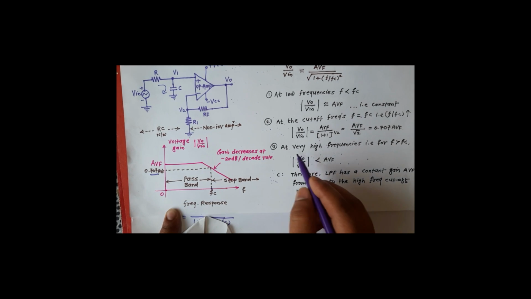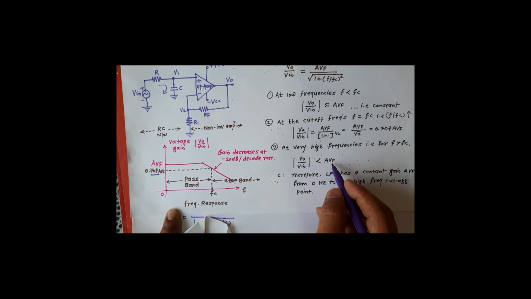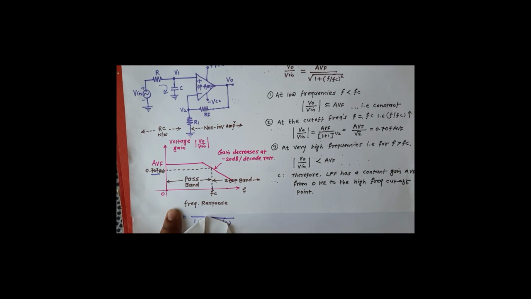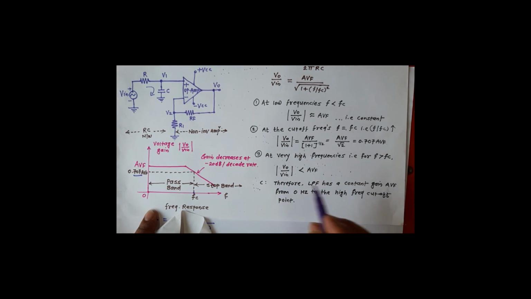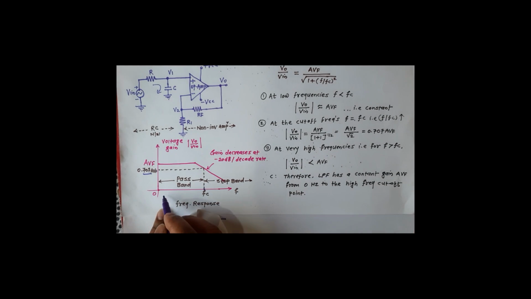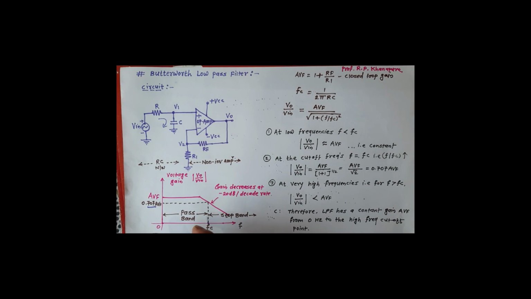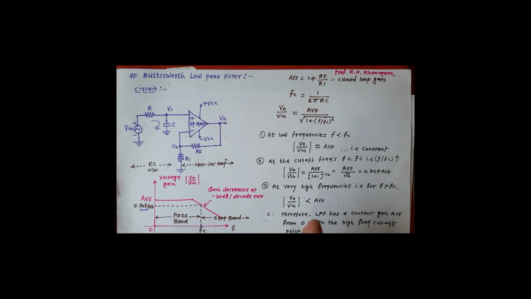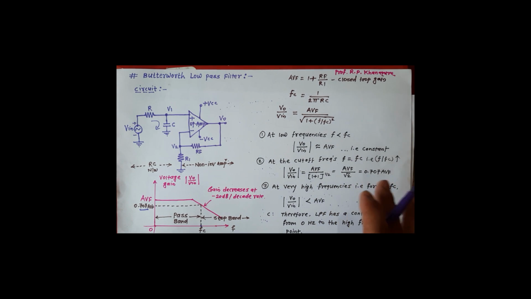And the third condition is, when your frequency f is greater than fC, greater than the cutoff frequency, then the gain is less than the value of AVF. So from all these 3 points we can conclude that the low pass filter has a constant gain AVF from 0 to its high cutoff frequency fC. So the low pass filter will pass the low frequency and it blocks the high frequency. So this is called a first order Butterworth low pass filter.